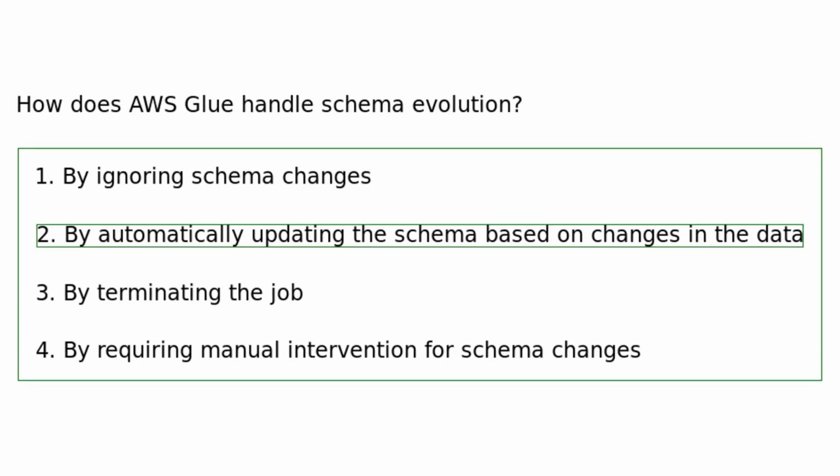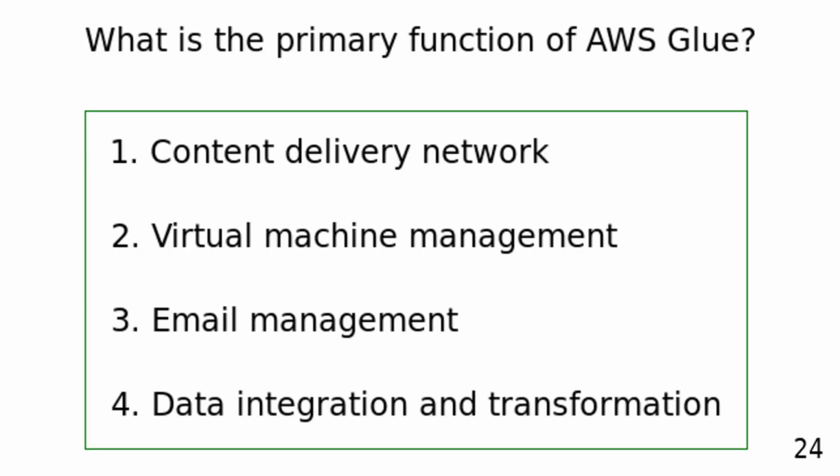The correct answer is by automatically updating the schema based on changes in the data. AWS Glue automatically handles schema evolution by updating the schema based on changes in the data, ensuring data consistency and compatibility over time. What is the primary function of AWS Glue?